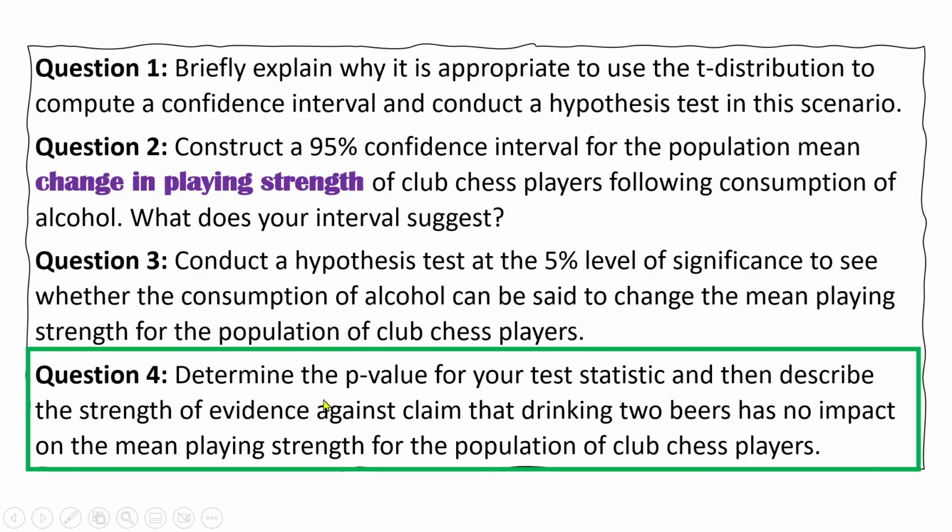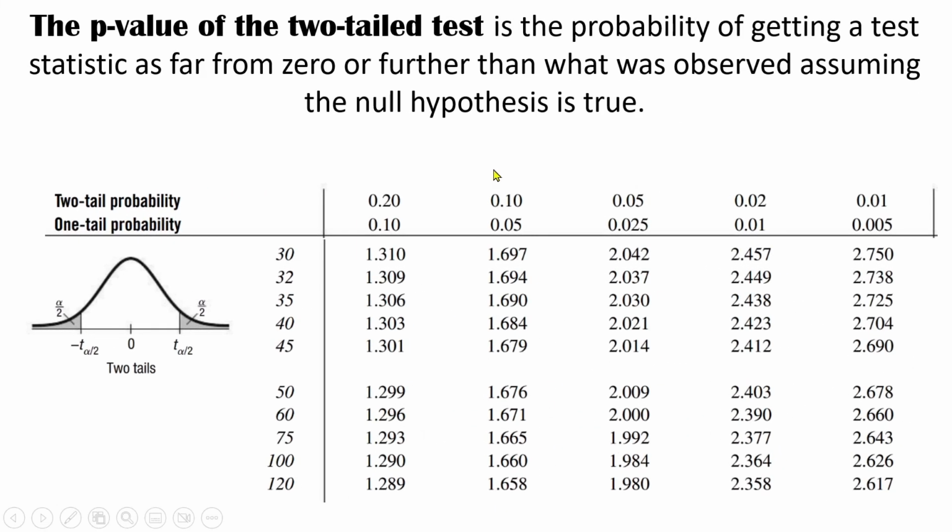So finally, we're going to look at the p-value of our test statistic, and we're going to describe the strength of the evidence against the null hypothesis. And so there's 2 ways to do this. The first way is to do the estimation. Now, before we do that, I just want to review again what p-value means. In this case, it's a p-value for a two-tailed test. It is the probability of getting a test statistic as far from 0 or further than what was observed, assuming the null hypothesis is true.